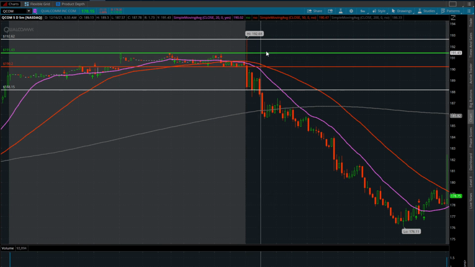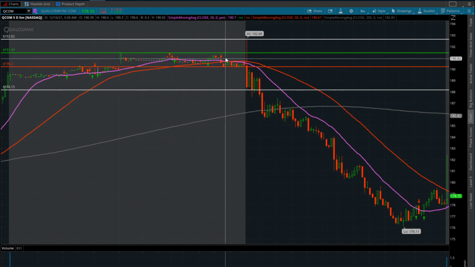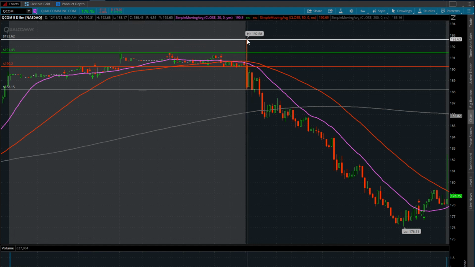And if we're playing this long, what we're looking for is a break above pre-market high and a break above the opening range high, and then our stop loss, if this move fails, is below the 20 period moving average or below our pre-market high price. I hope that helps, guys.